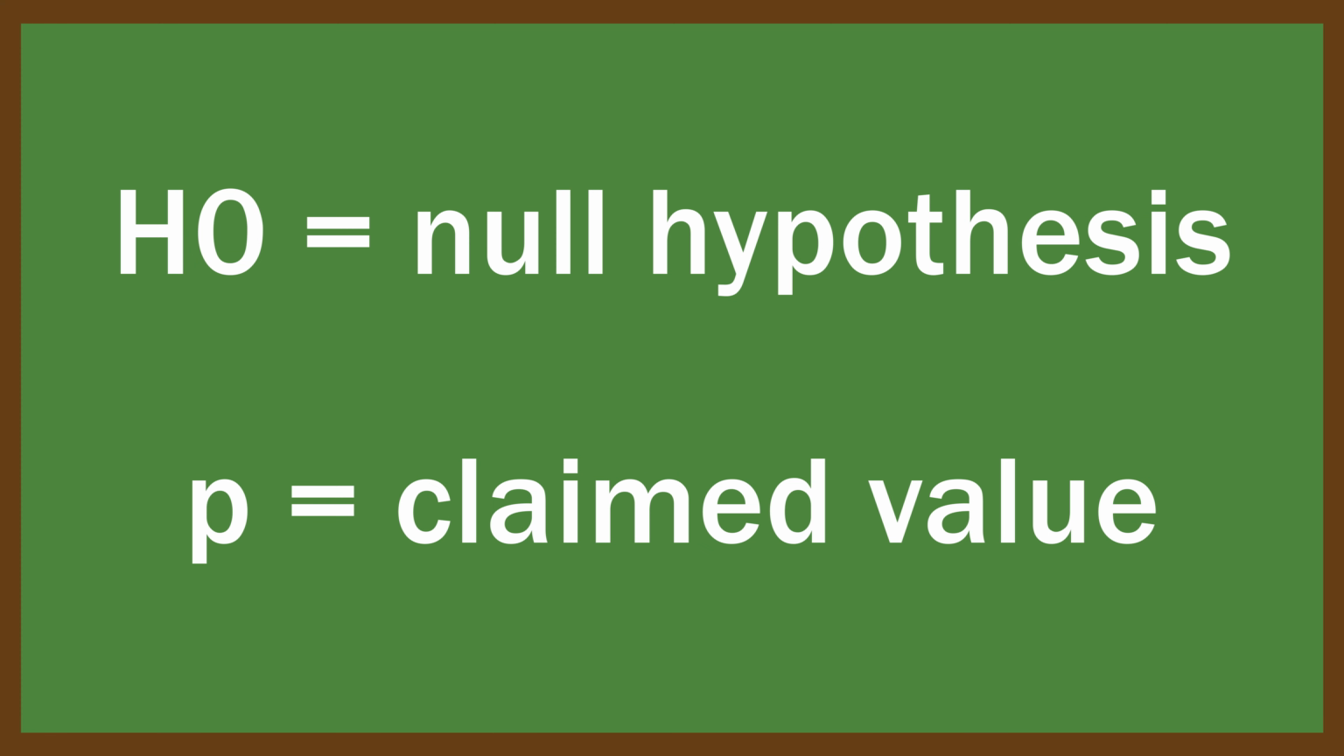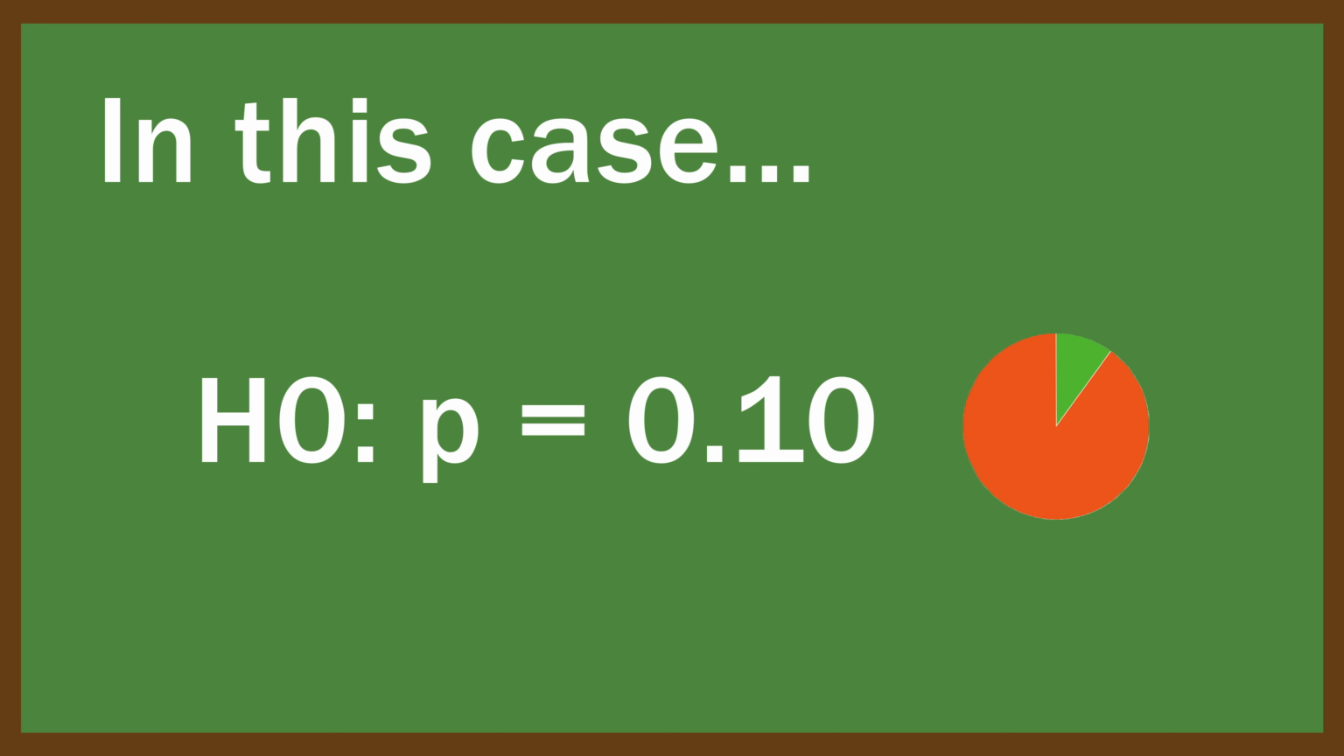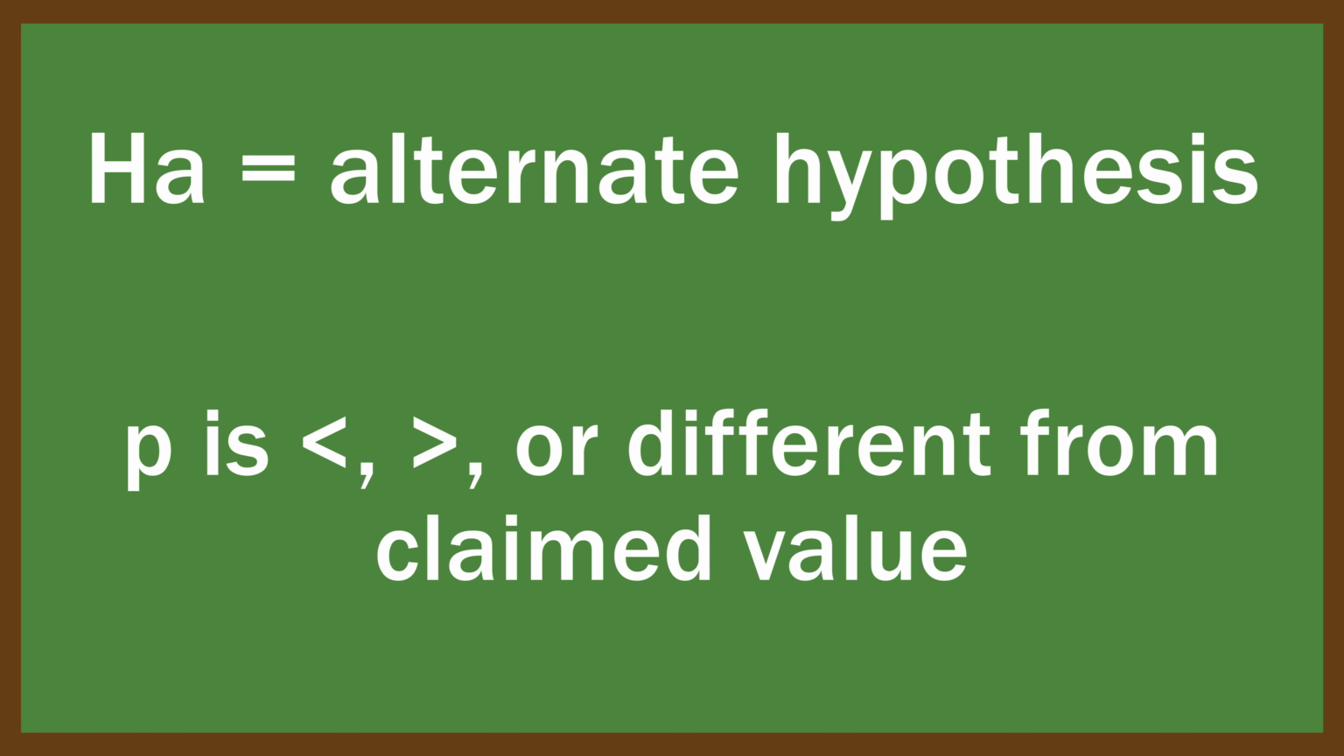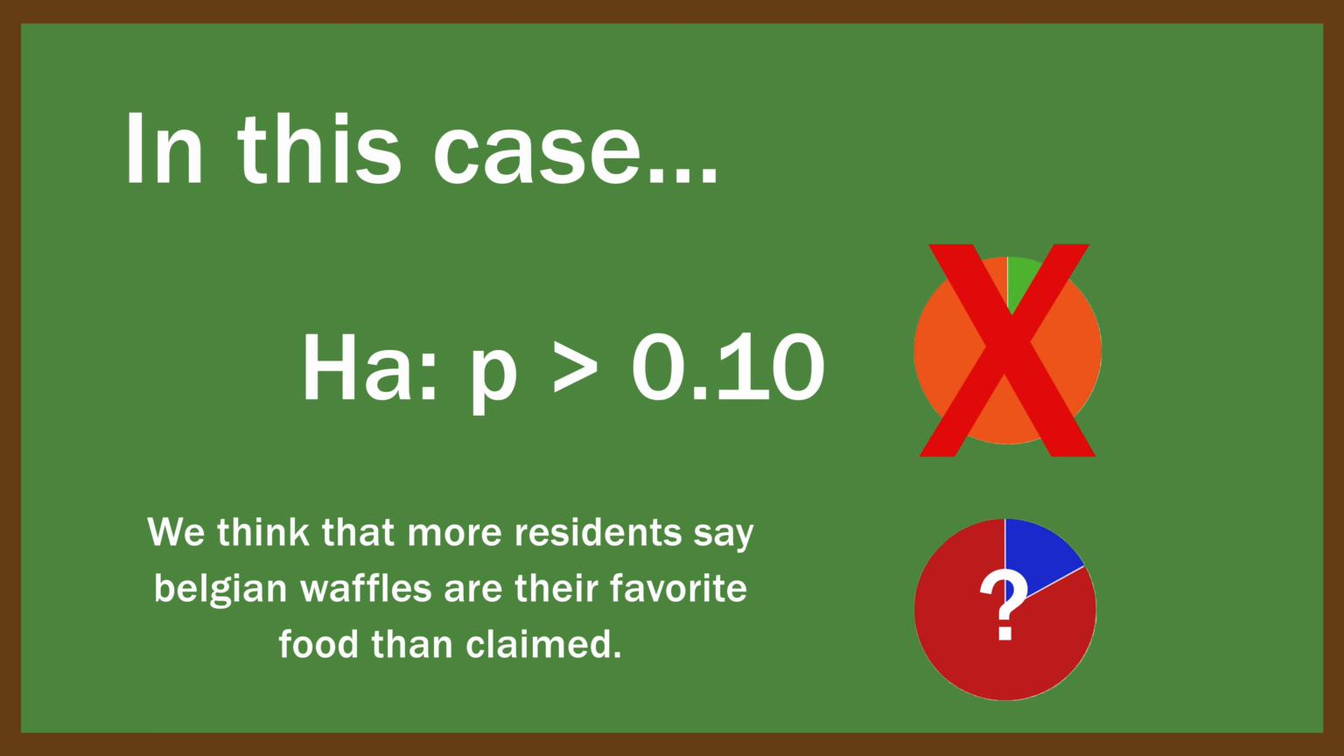The null hypothesis, which is written as H0, is where we assume the P variable will equal the proportion that is claimed. The alternative hypothesis, which is written as HA, is where we assume that P is less than, more than, or different from the claimed proportion depending on the situation.